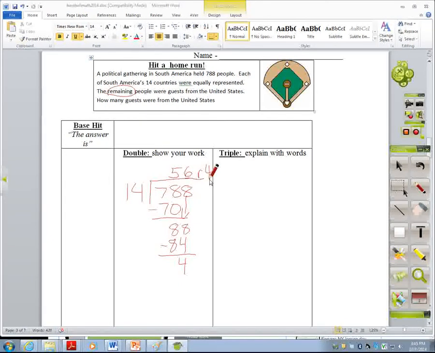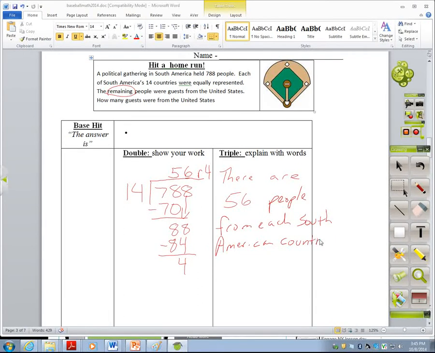Okay, now sometimes you think you're done when you've worked this problem out. In the home run, you can even work it backwards, and we could do 56 times 14 and add 4, and we would get 788. And we can probably even work that. Let's see. Explain with words. There are 56 people from each South American country, and 4 visitors from the United States.